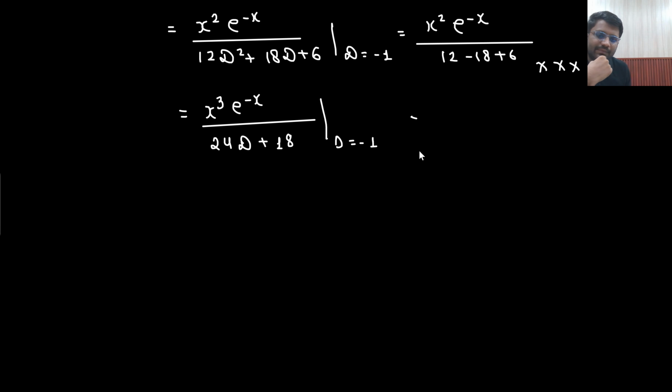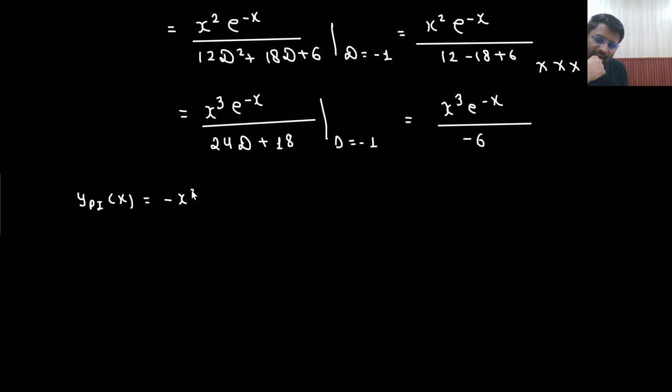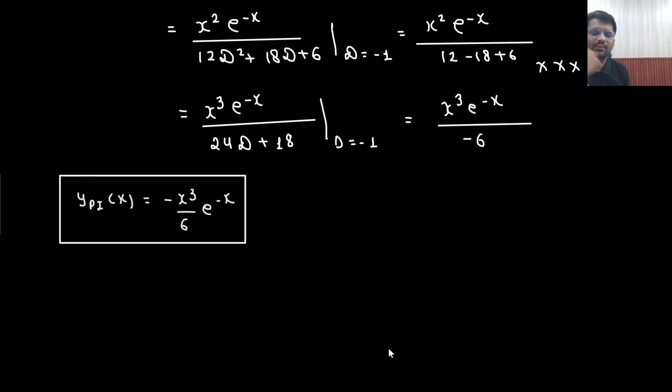So if you put D equals to minus 1, this time what you get? x cube e to the power minus x divided by minus 24 plus 18, that is minus 6. So your y of PI is coming out to be nothing but minus x cube by 6 e to the power minus x. I know it is a bit lengthy, but it is what it is.